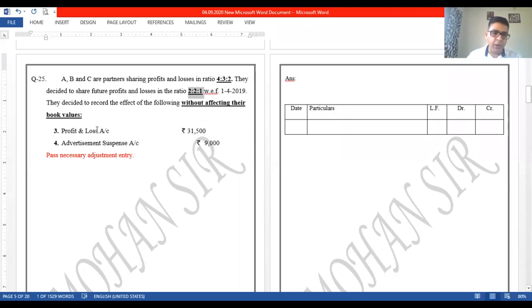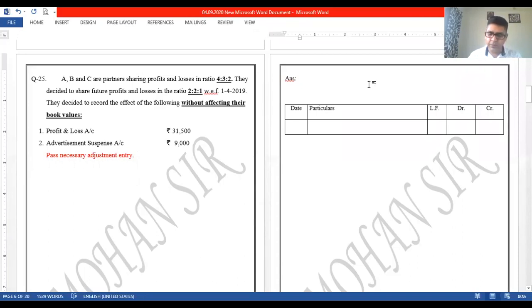Okay. Point is now they decided to record the effect of the following without affecting their book values. Without affecting their book values का मतलब है they do not want to touch these values. They would like to continue with the same values, okay, in the future also. The question is very clear कि pass necessary adjustment entry. The same thing, like let us calculate the sacrifice and the gain.